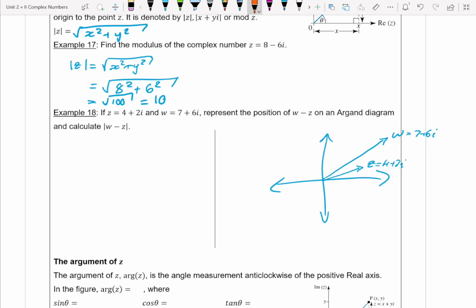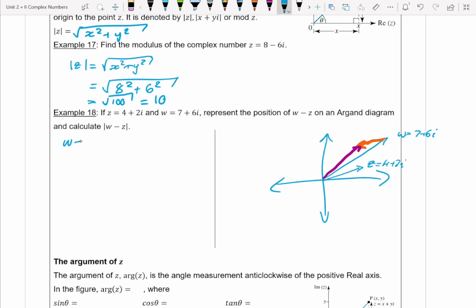So if we were to transpose this z coming out here, we'd expect our answer to come out like this. So that's going to be w minus z. So let's fix that up. For w minus z, we want to come in the opposite direction of z. So instead of transposing it addition-wise, we want to do it subtraction-wise. So that's going to be coming back like this. And so our difference is going to be approximately that.